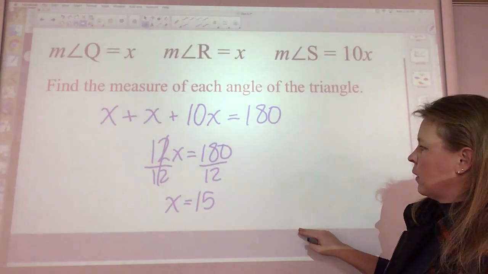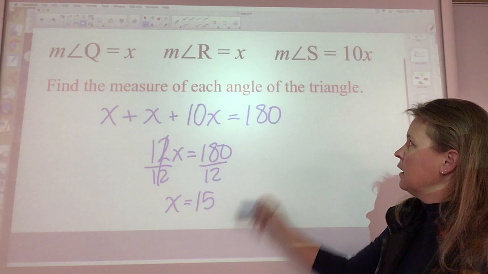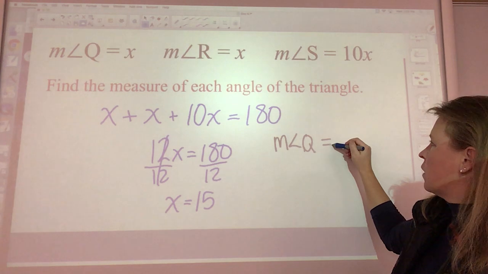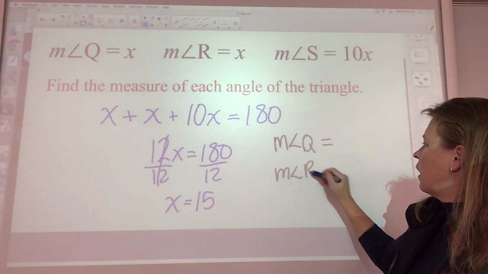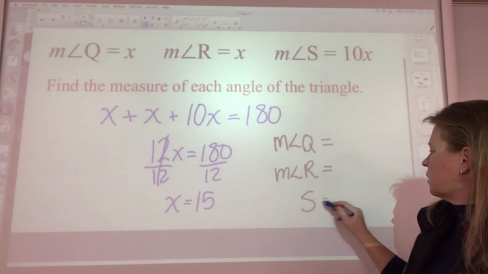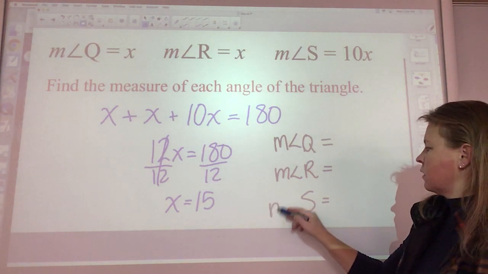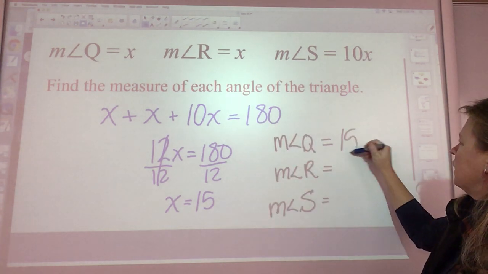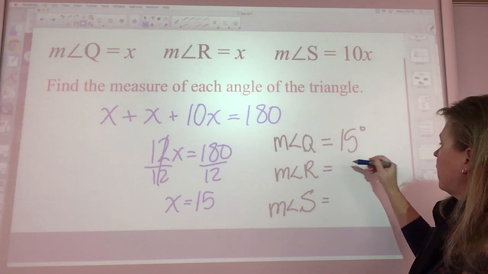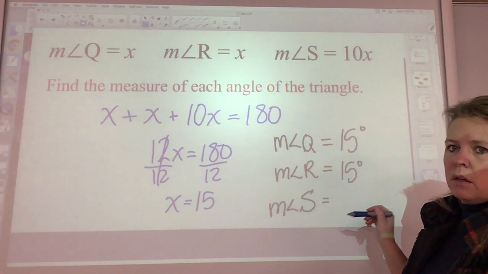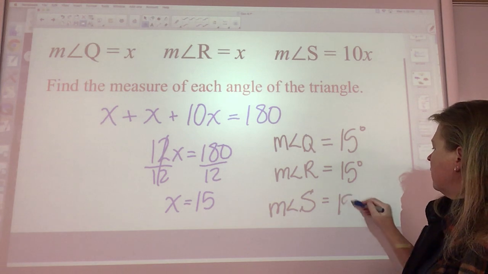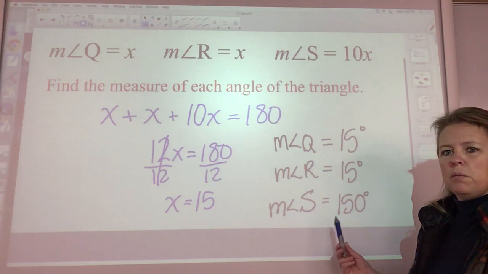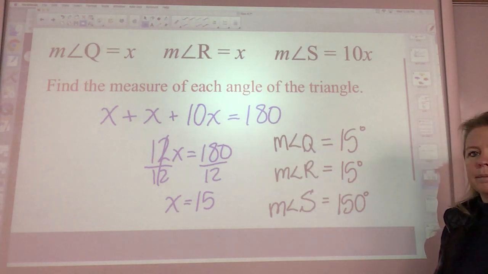First it said, before we classify it, find the measure of each angle of the triangle. So you have to answer this as the measure of angle Q equals, the measure of angle R equals. Don't just put S equals. That's not what we're looking for. We're looking for the measure of angle S. Measure of angle Q is just plain old x, 15 degrees. Measure of angle R is also 15 degrees. And the measure of angle S is 15 times 10, or 150 degrees. Quick check, 15 plus 15 plus 150 is 180.